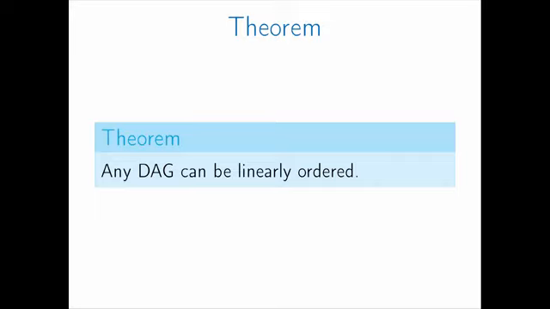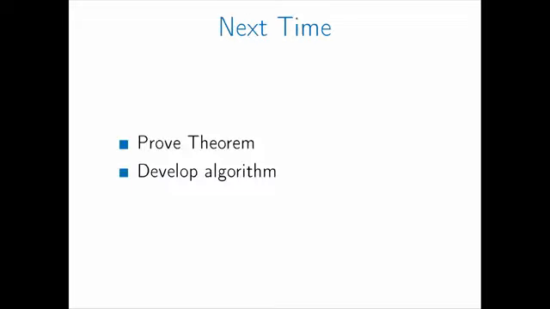But the question that we were posing was, is it the case that any DAG can be linearly ordered? And the theorem that we'll actually show is that yes, if you have any directed acyclic graph, you can linearly order it. And next time what we're going to do is prove this theorem. But not just that. In addition to proving this theorem, we're actually going to make it algorithmic. We're going to come up with an algorithm that, given a DAG, actually produces this linear ordering. So that's what you have to look forward to next time, and I'll see you then.